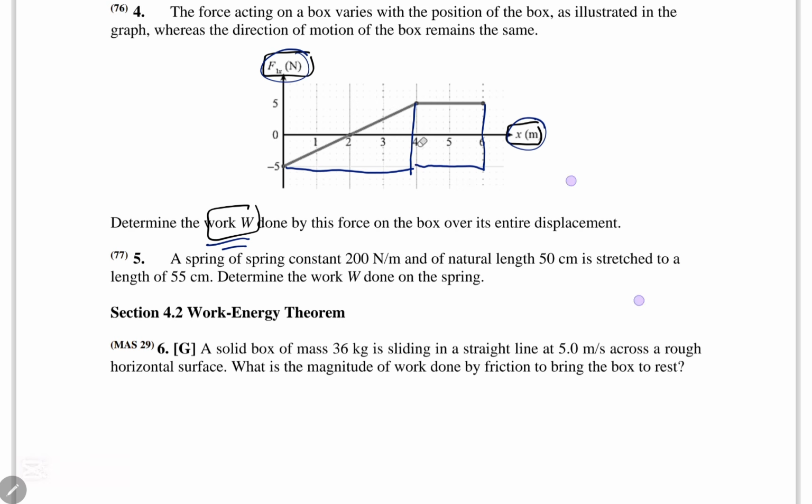Or you could do it immediately as a trapezoid, all right? But something very important to pay attention to, they mentioned displacement. If they said distance, then you would have to measure in absolute value. You'd have to put the distance values in absolute value. But here they mentioned displacement, so you just need to know, where did I end? Where did I start? Okay?